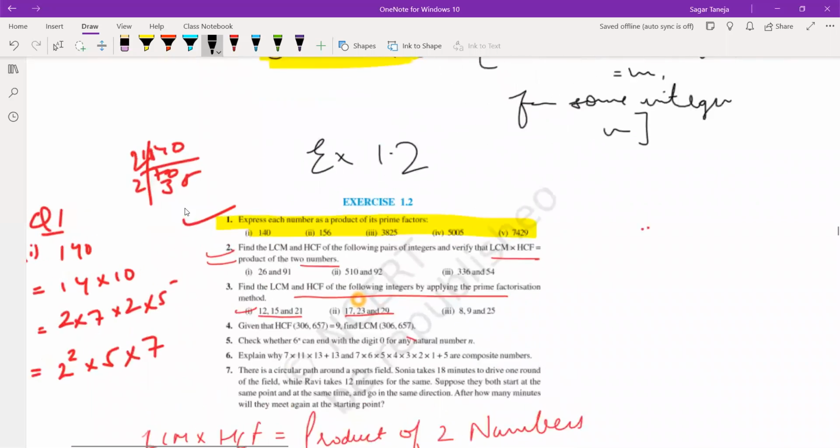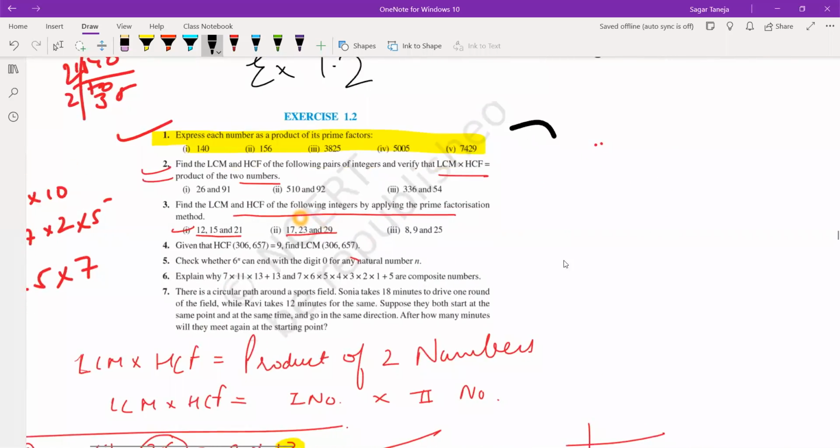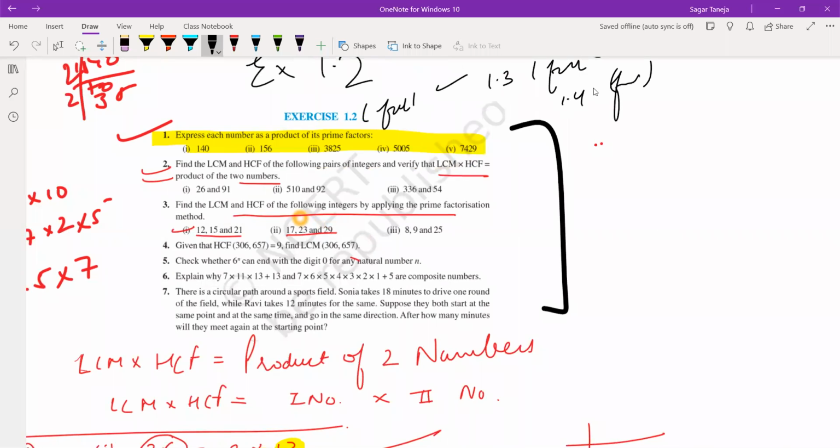After this it is 1.2. In 1.2 you have to do each and every question. 1.2 each and every question will come. Even 1.3 is also full, and 1.4 is also full. So whatever is cut from this chapter, I have told you that. Only in 1.1 Euclid's division lemma is cut. That's why all the questions are cut from the 1.1 exercise. Only one question you have to do, that is question number 3 and example 4. After that, you have to just directly jump to 1.2, and here you have to solve each and every question.